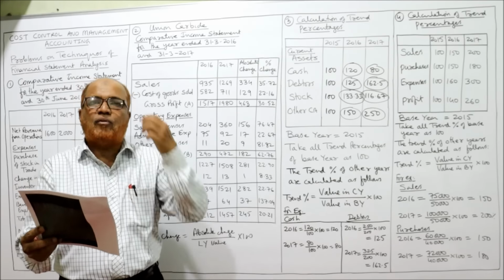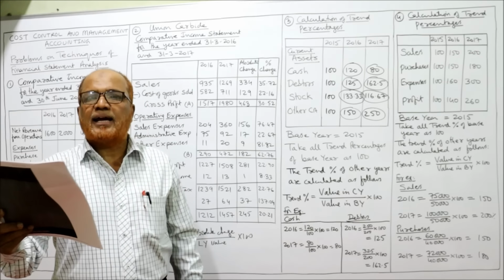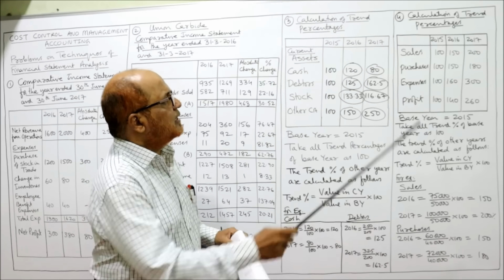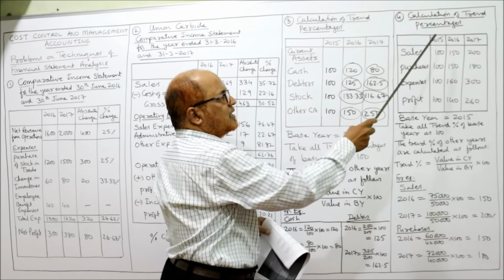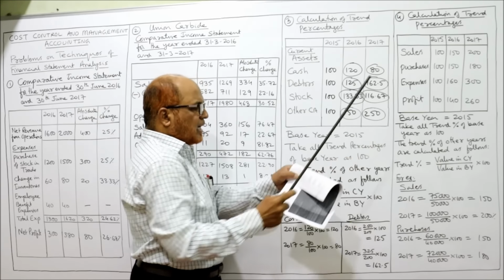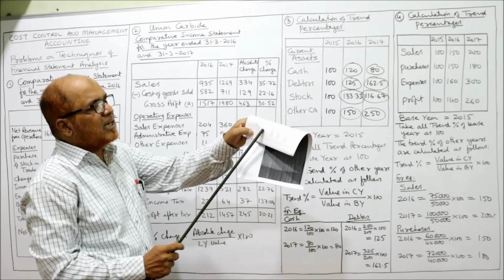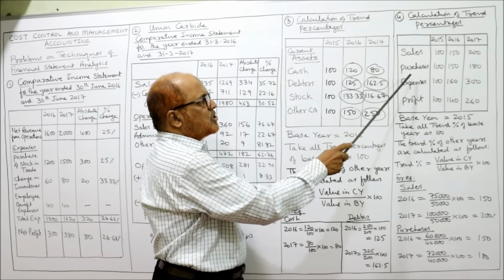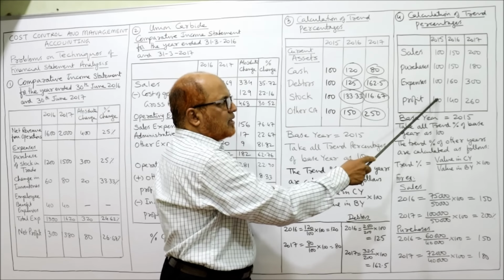Exactly similar, the fourth problem. From the following data, calculate the trend percentages taking 2015 as the base year. So see here, calculation of trend percentages. 2015 is the base year, so all values will be 100. The items given are sales, purchases, expenses, profit. So I have taken sales, purchase, expense, profit. All base year values 100.